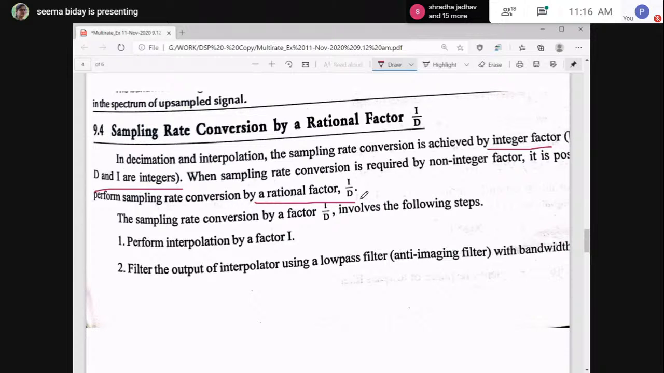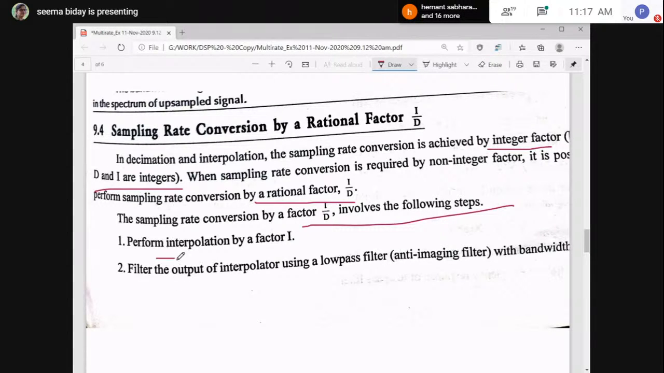In both cases the factors should be integers, but it is not necessary that this will always satisfy your devices. Yesterday, in the previous class, we saw CD and other devices, tapes, right? Both have different bit rates, different sampling rates. So what is the solution? If you require a sampling rate change by a rational factor, then write down the steps. The sampling rate conversion by a factor I by D involves the following steps.